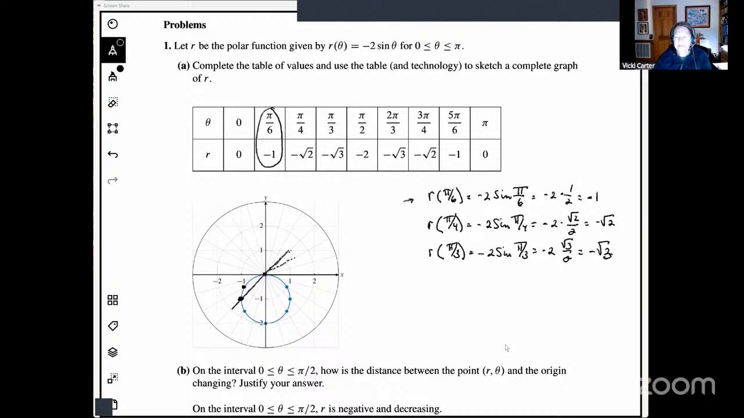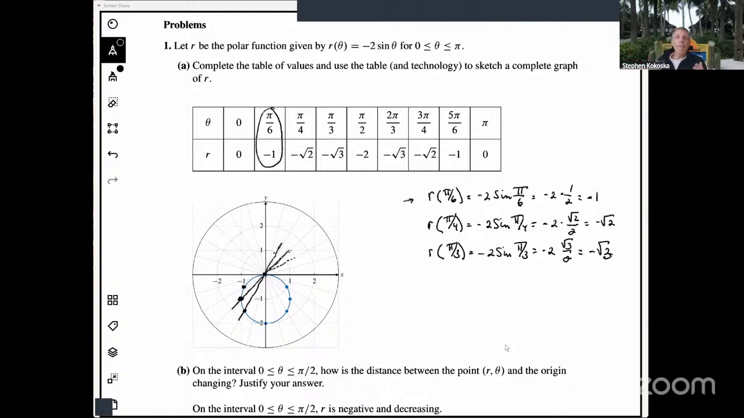So let's see if I can get this one now. Let's see. That's a pi over 3. So I think, let's see, have I got it right there, Vicky? Yeah, you've got it. Okay, kind of hard to see. Going through the origin again because r is negative, so that's that point.